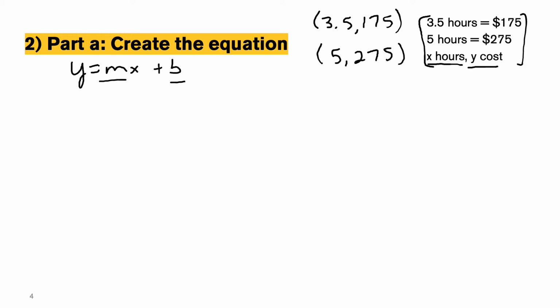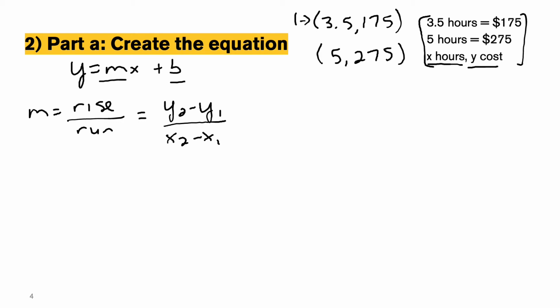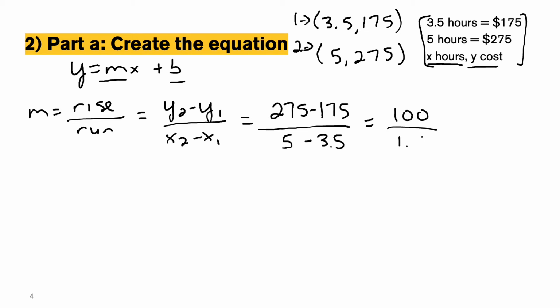So remember that m is equal to rise over run, or expanding that, y2 minus y1 over x2 minus x1. So we can just call this first one our point 1, the second one our point 2, and plugging that in we have 275 minus 175 over 5 minus 3.5. So then that gives us 100 over 1.5. So that's our slope, and we can plug that into this equation up here and use one of these points, 1 or 2, to solve for b.